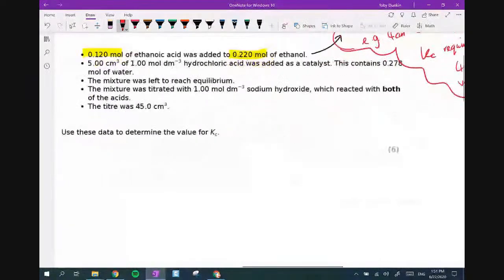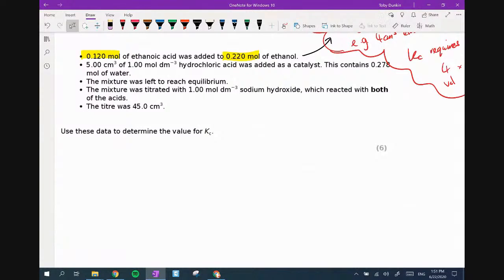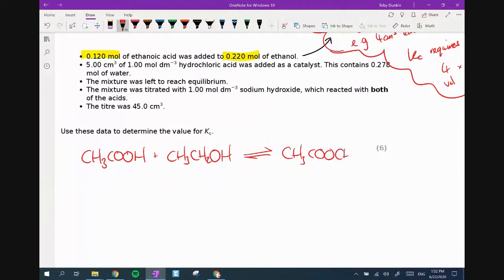Right, it says calculate Kc. Now, the first thing you always do with Kc is you want to build a roadmap. So we have got ethanoic acid, and this is how I would go about doing this in an exam. They're probably going to have given you the equation already, probably.